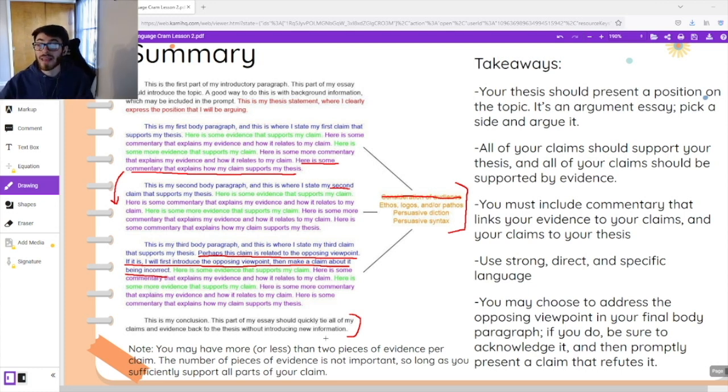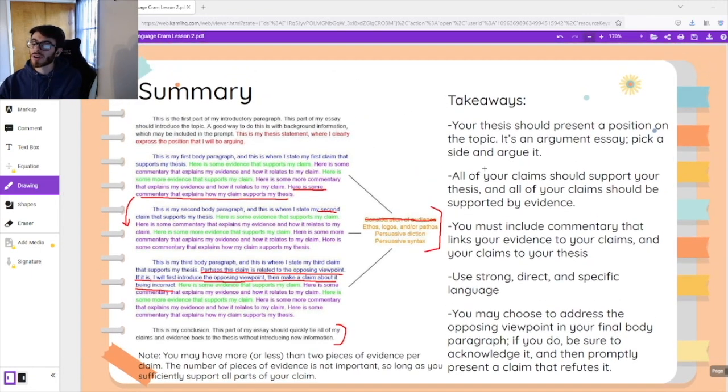And just a note, you may have more or less than 2 pieces of evidence per claim. The number of pieces of evidence is not important, as we kind of just talked about, as long as your claim is sufficiently supported. Similarly, you can have more or less body paragraphs. 3 is just the highly recommended amount.